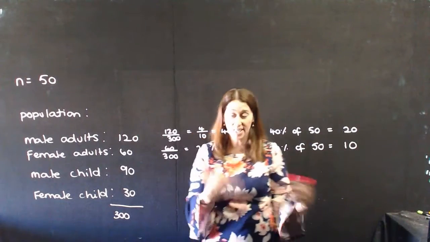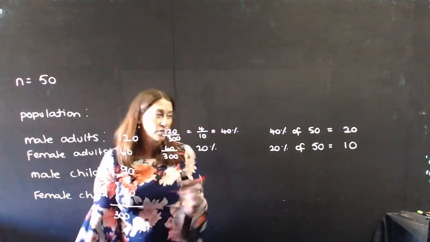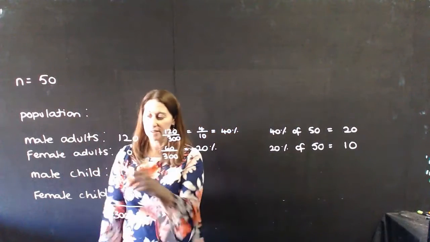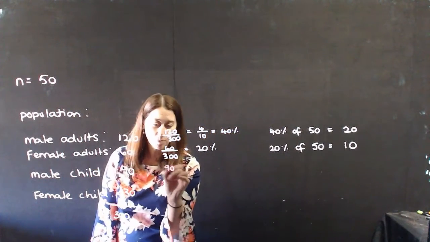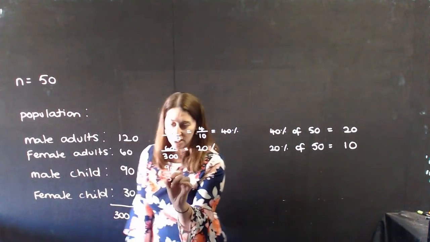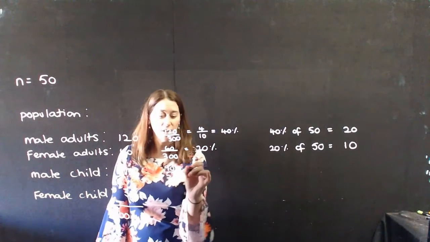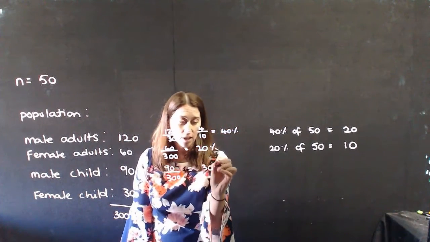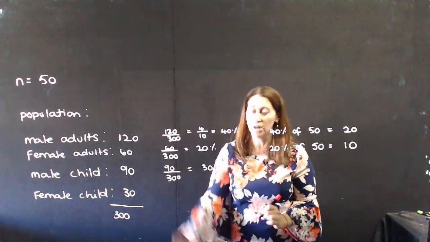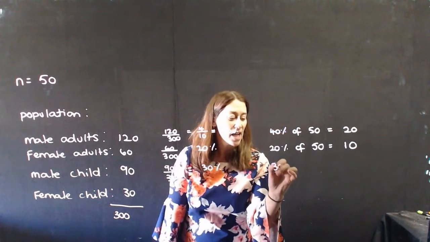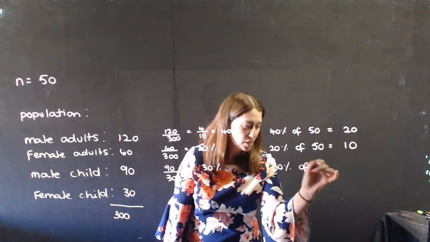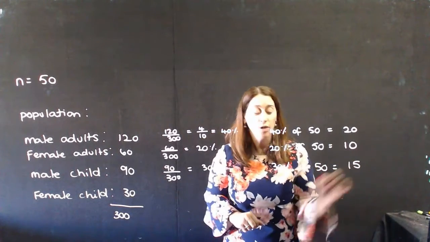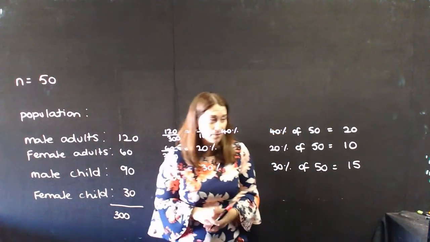So far we've got 30 in our sample. And if we do this correctly, this should add up to 50, which is our sample size. So male children, well, boys take up 90 out of 300. That simplifies to 3 out of 10, which is 30%. So 30% of our population are boys. So we are taking 15 boys out of our sample of 50. That's 30% of 50.